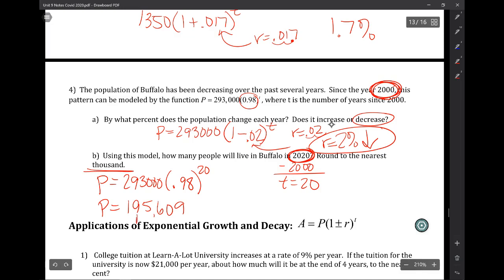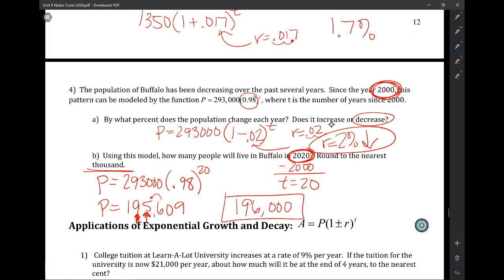Round to the nearest 1,000 people again. So I look to this, and does the... 1,000, not 10,000. I look to this number, sorry. And does the 6 round up the 5? And it does. So my actual final answer would be 196,000 people living in Buffalo. Yay!